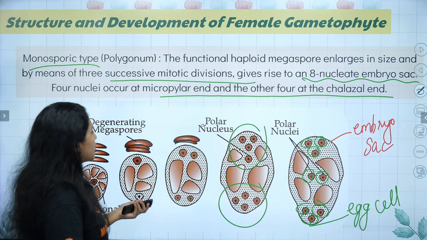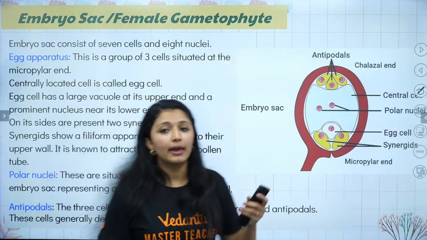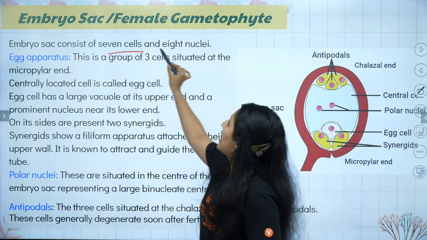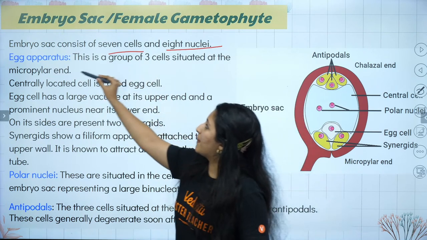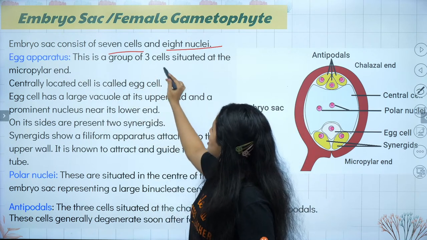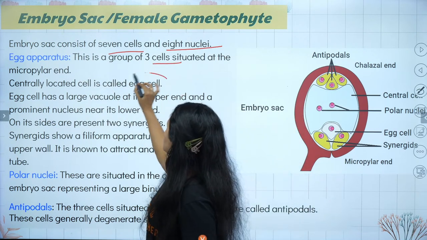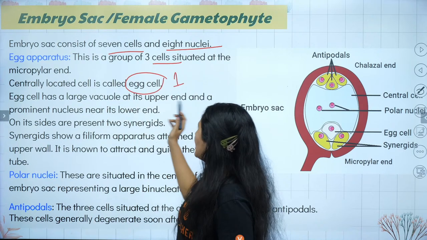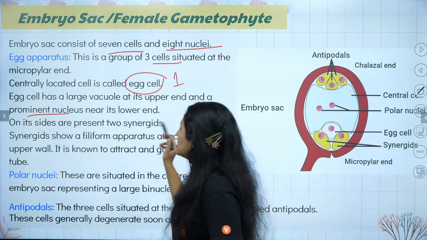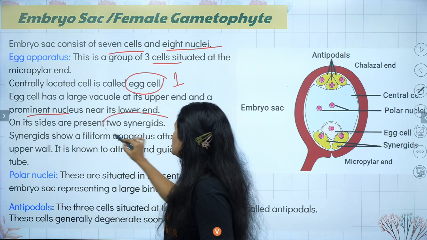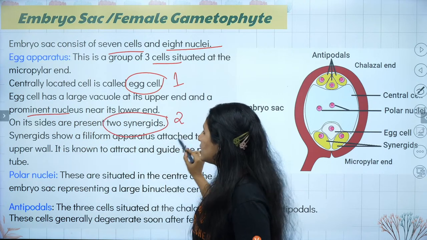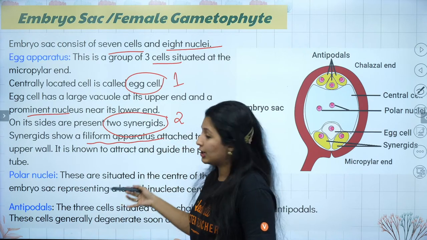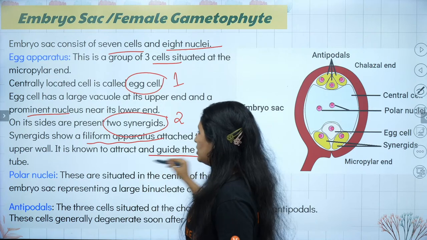Yes, Kaleshari, what is your doubt? Okay, so you can see here, the embryo sac has seven cells and eight nuclei. The egg apparatus has three cells. One is the egg cell, so this is the one, and it has a vacuole and, at the upper end, a prominent nucleus. Then they have two synergids, so two cells here. They have the filiform apparatus, helping and guiding the pollen tube.